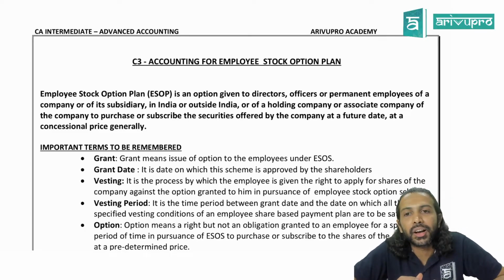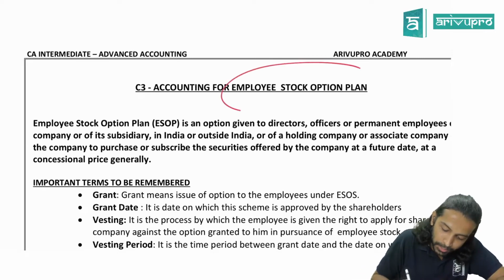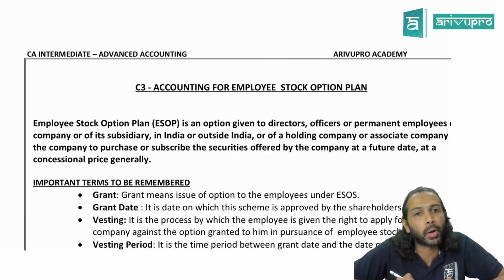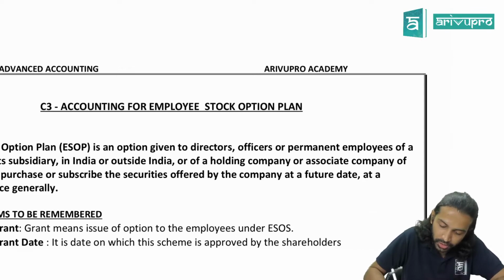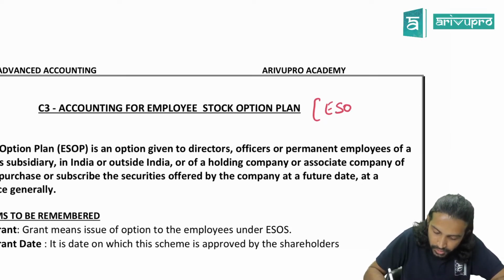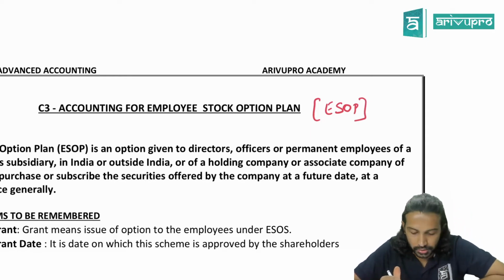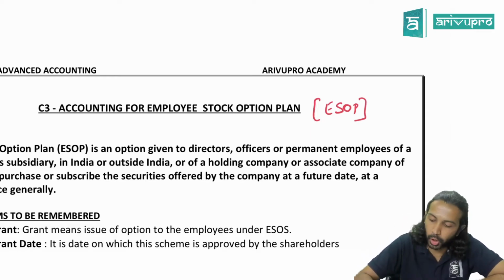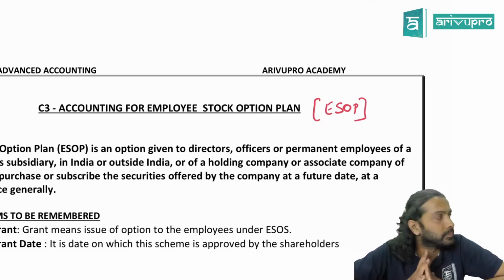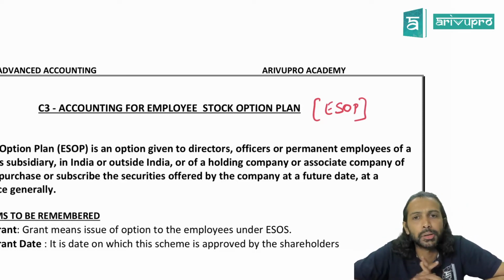Good evening, guys. Let's start with chapter number 3, that is accounting for employee stock option or ESOP. Short form it is known as ESOP, employee stock option. Employee stock options. Have you heard about this term before?